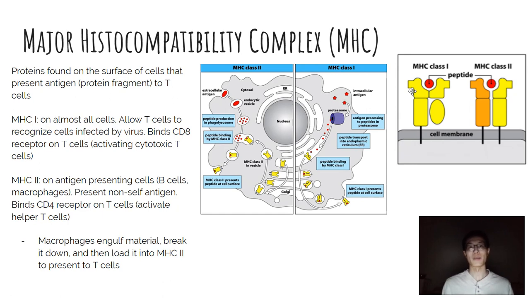if it's an infected or problematic cell. You also have MHC2 systems, which are slightly different because MHC2 systems are only found on antigen-presenting cells. Antigen-presenting cells include things such as B cells, as well as macrophages. Dendritic cells, I believe, also have them.